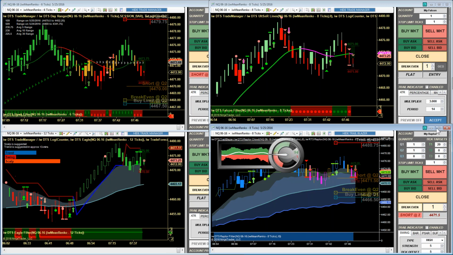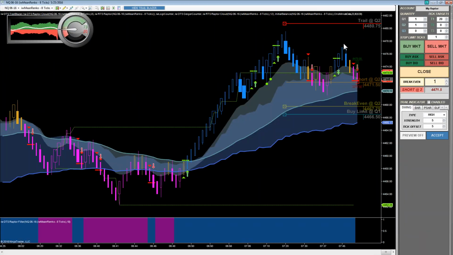All right, so here comes the Raptor now, and this is now our retest of the highs. I can start to get a little bit more aggressive with my stops. I'm going to give it a couple more bars here just to make sure we can take out that low. Come on, somebody get in there and short that 4470.